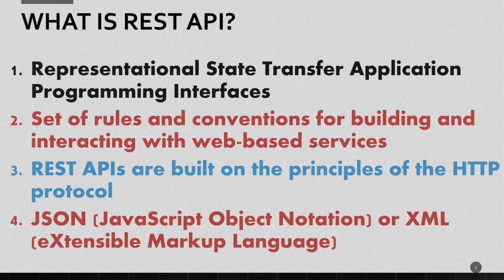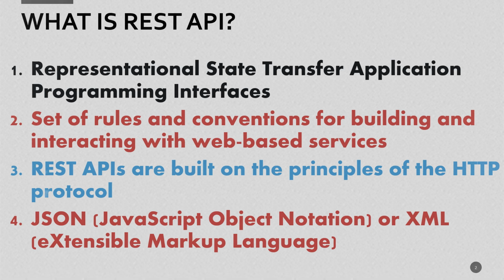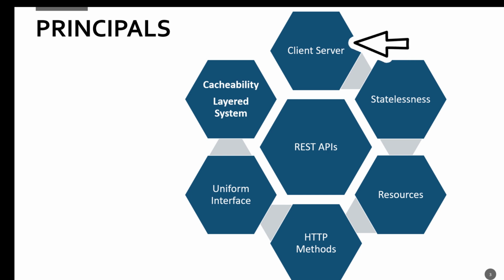Now, the principles of REST API architecture are as follows. Client-server: it separates the client, which is the user interface, and the server, which is the data storage, and it allows for independent development and scalability of each component. Statelessness is another important thing. Each request from a client to a server must contain all necessary information, and the server should not store client context between requests. This promotes scalability and simplifies server management.